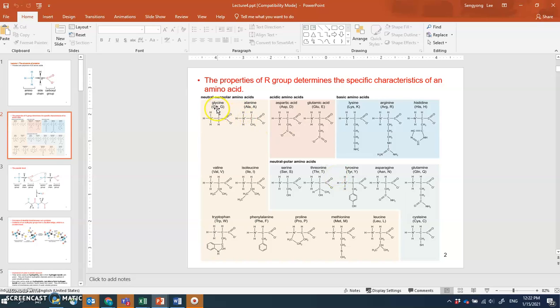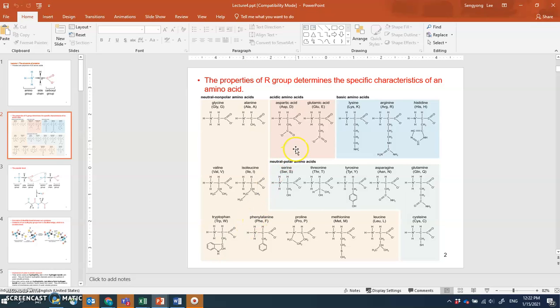Okay, so neutral or non-polar amino acids are these: glycine, alanine, valine, isoleucine, tryptophan, phenylalanine, proline, methionine, and leucine. So these are non-polar or hydrophobic amino acids. If you look at the side chain, there's no polarity. So they are strongly hydrophobic, and they don't interact with water. When these amino acids are added to a protein, they will try to stay away from water, so normally they are found inside of the protein.